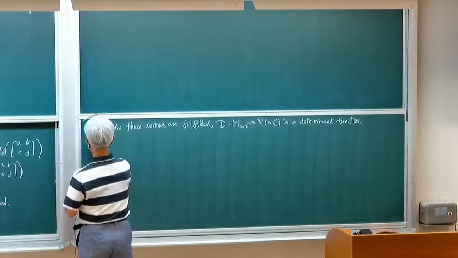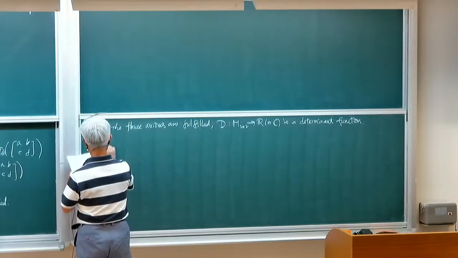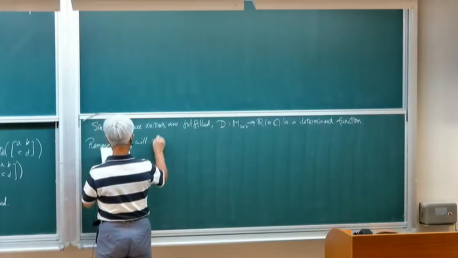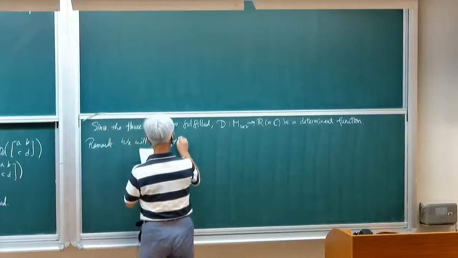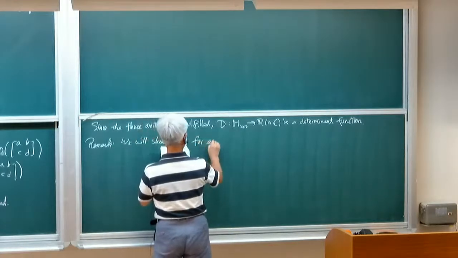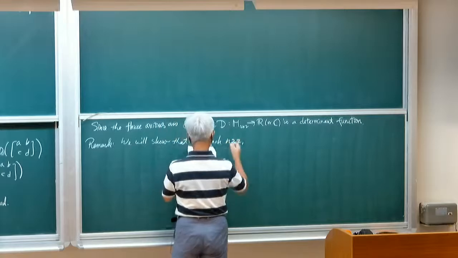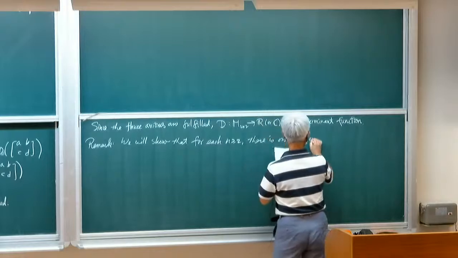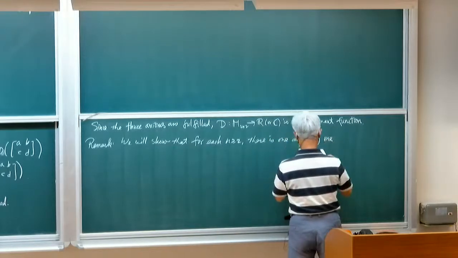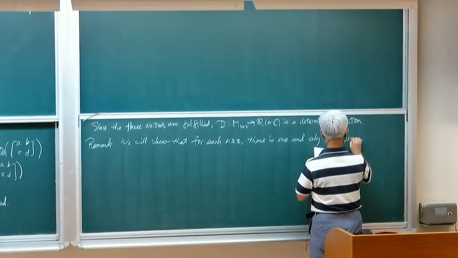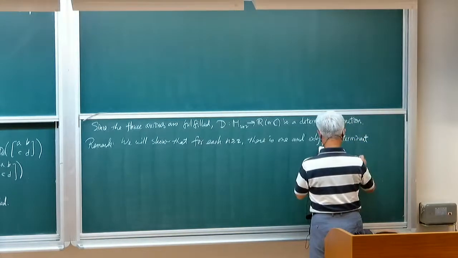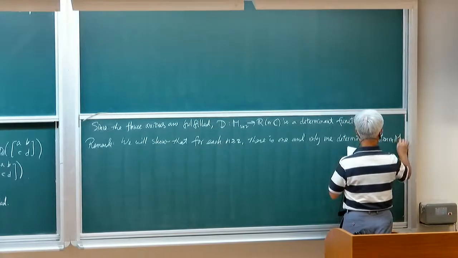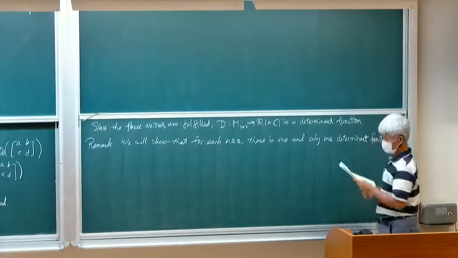Okay, so it's just like an advertisement that we will show that for each n greater than or equal to 2, there is one and only one determinant function on n times n matrices. Okay.